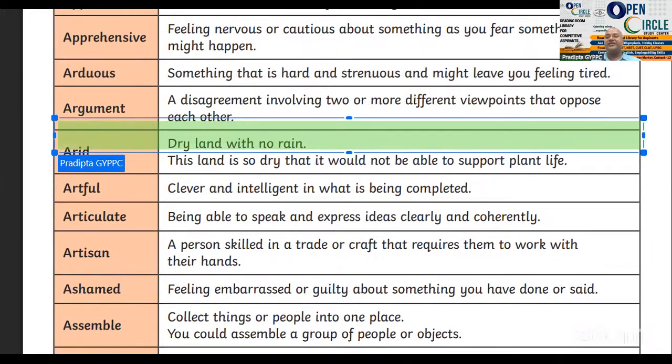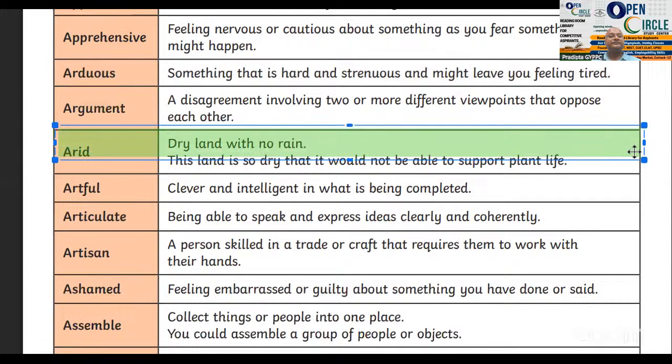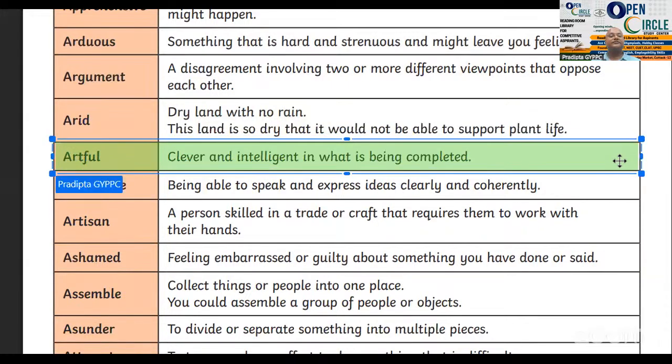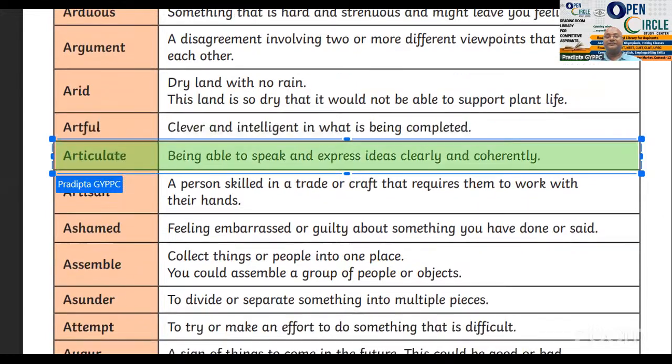Arid means dry. Deserts. Wilt, yeah. Arid. Like, for example, in summer, most of the plants get arid when the soil gets arid. The next word is artful. Artful means clever and intelligent. Okay. She is artful, not artist. She is artful in handling situations.